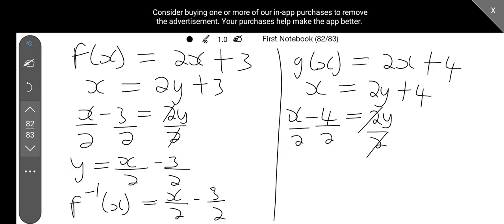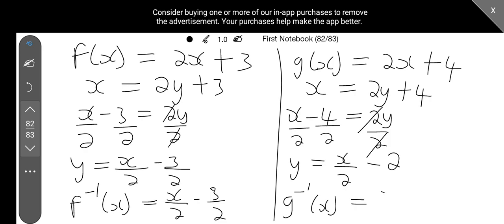2 cancels 2, and then at the end we have y is equal to x over 2 minus 4 divided by 2 is 2. But because it's the inverse, we're going to write in the form g minus 1 then x is equal to x over 2 then minus 2. I hope it is clear.